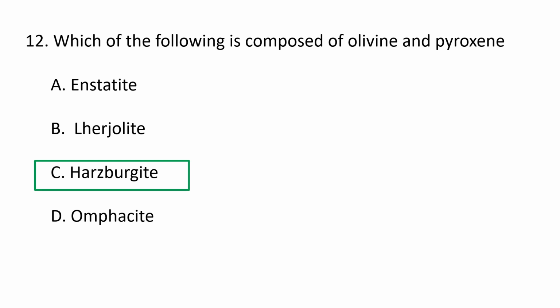And it commonly contains a few percent of chromium rich spinel as an accessory mineral. So spinel is present as an accessory mineral and it contains chromium. So which is composed of olivine and pyroxene is Harzburgite. C is the correct option. Next question.